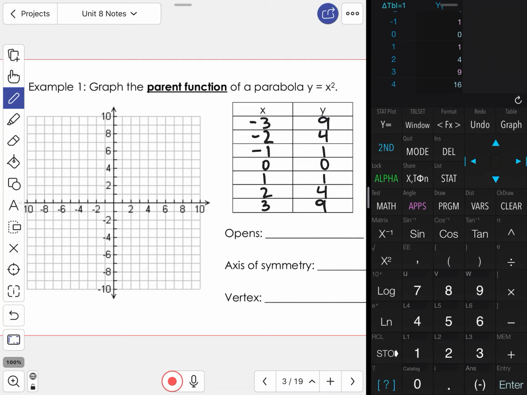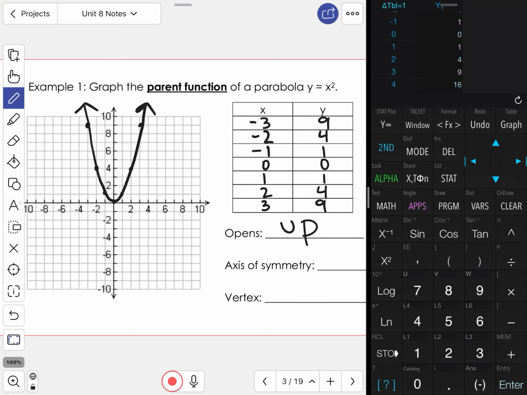So now that we have all of those points, we can go to our graph and we can graph them. -3, 9, we're going to graph, -2, 4, -1, 1, 0, 0, 1, 1, 2, 4, and 3, 9. And you can see that when you graph these points, it's going to make that perfect U shape that we know a quadratic is supposed to have. So connect all your dots once you have them graphed. And then I can tell that my graph is opening upwards. So I'm going to say that it opens up.